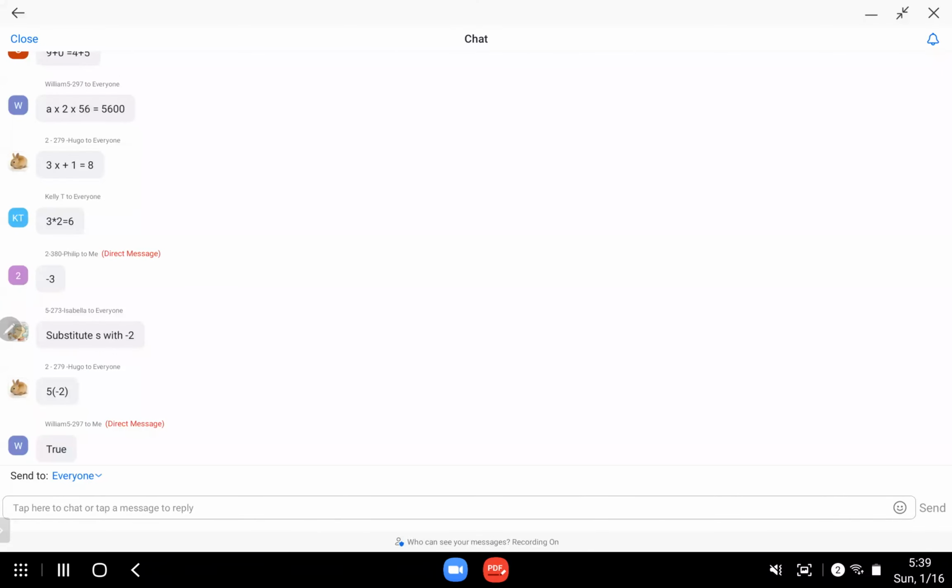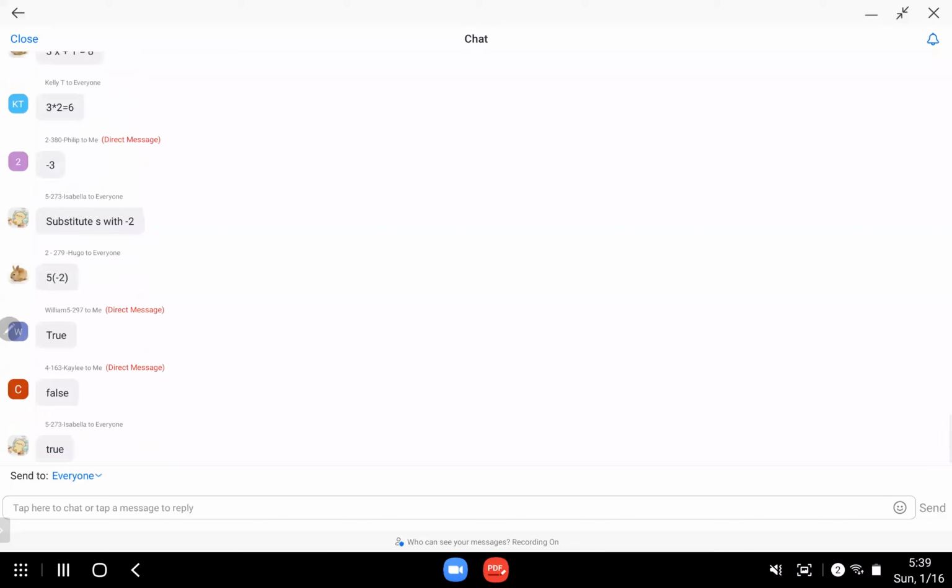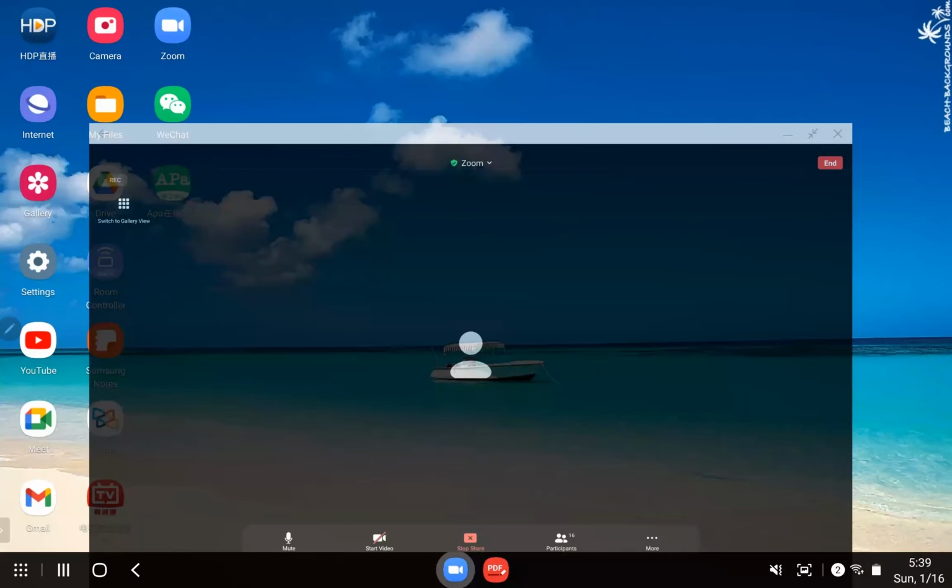William says this is true. Are there any other opinions? Kaylee says it is false. Isabella says it is true. Hugo also thinks that it is true. You have a lot of truths and one false. So how do we figure this out?